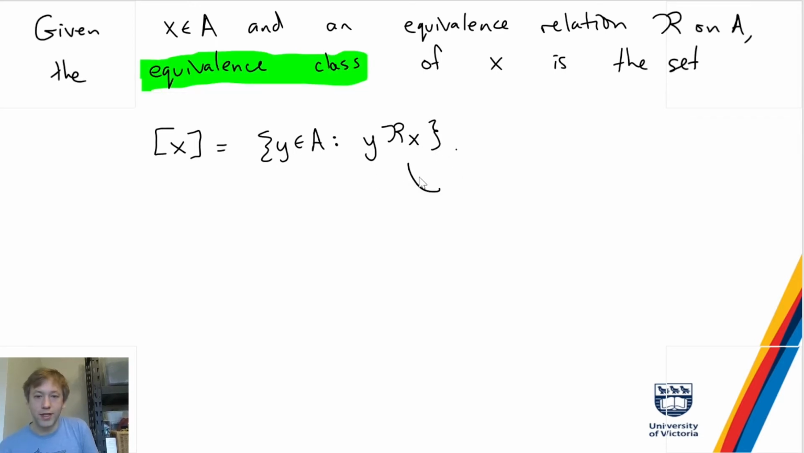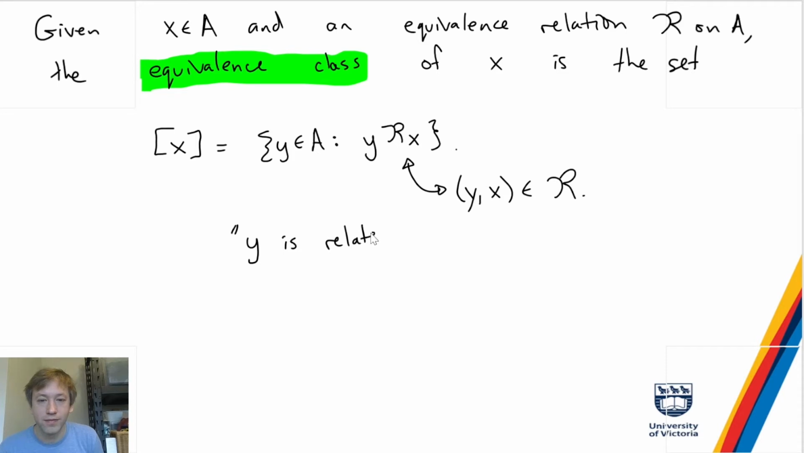So hopefully you remember what this notation means, right? I might switch between different notations as we go along, just so that you can get used to both of them. But y R x, remember, this just means that (y, x) is in the relation R. These two things mean exactly the same thing, so you should be used to both notations. And to remind you, if you translate this into plain English, this means that y is related to x under R.